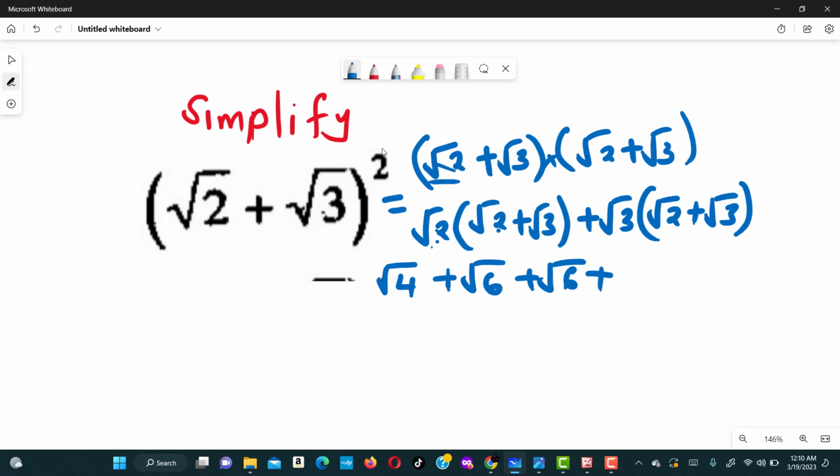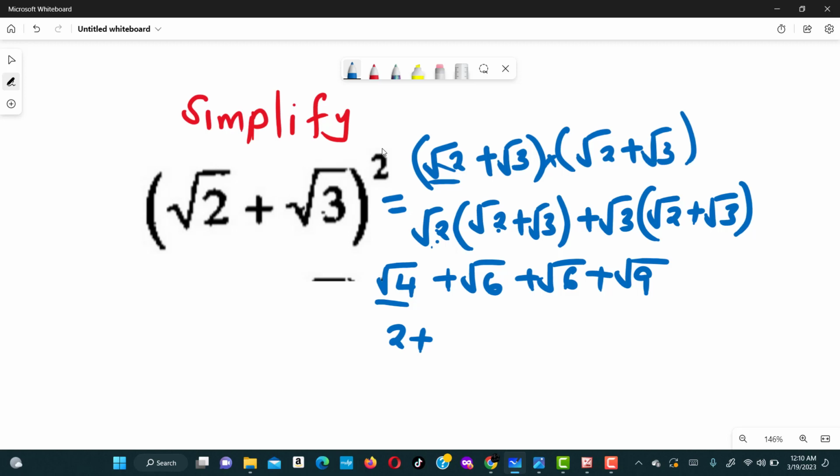Then plus the square root of 3 times the square root of 3 is the same as the square root of 3 times 3, which is 9. Now we know the square root of 4 is 2, plus, when you come to the square root of 6 plus the square root of 6, we just add the coefficients of the surds.